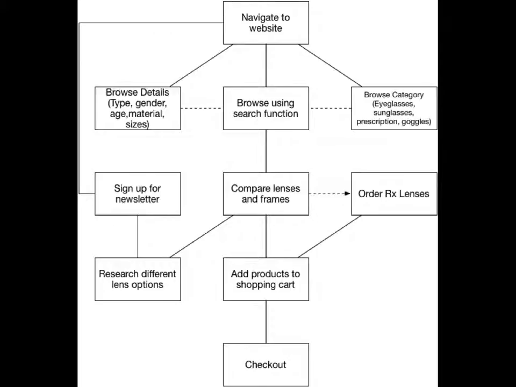On a typical page visit, the user would be given the options to browse by details, category, or by search, and then compare the different lens and frame options. If need be, order prescription lenses, add the products that they would like to buy to the shopping cart, and then proceed to check out.